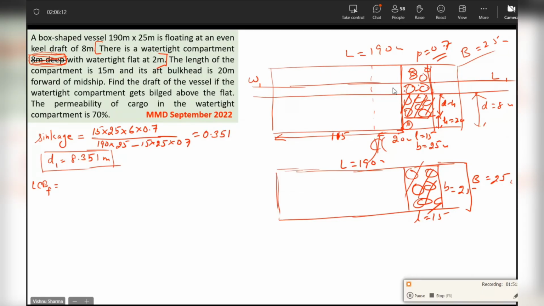Yes, sir, I got confused a little because it is already bilged, no, sir? So it is bilged, but what is bilged? The DB. DB is bilged. Yes, sir. Watertight compartment gets bilged above the flat. Read the question.